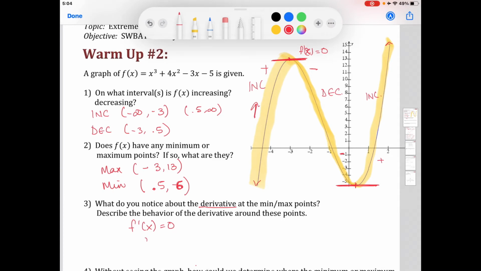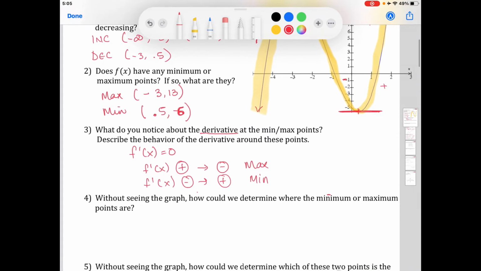When your first derivative changes from positive to negative, you have a max. And when your first derivative changes from negative to positive, you will have a min, which we kind of saw up here. We're going to explore these topics more, but I just wanted to talk about them in terms of the derivative, so you start looking for it and understanding these concepts.